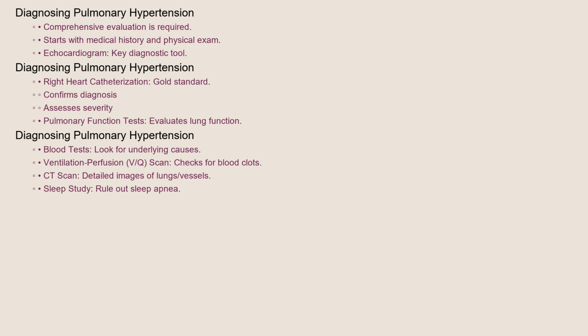Diagnosing pulmonary hypertension requires a comprehensive evaluation. The process often begins with a thorough medical history and physical examination. A key diagnostic tool is an echocardiogram, which uses sound waves to create an image of the heart. Other tests may include a right heart catheterization, the gold standard for confirming the diagnosis and assessing the severity of PH, pulmonary function tests to evaluate lung function, blood tests to look for underlying causes, a ventilation perfusion scan, or VQ scan, to check for blood clots in the lungs, a CT scan to provide detailed images of the lungs and blood vessels, and a sleep study to rule out sleep apnea.